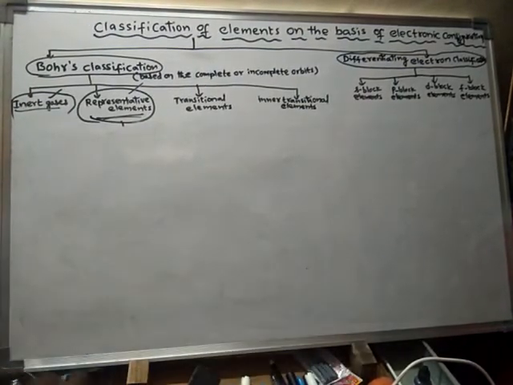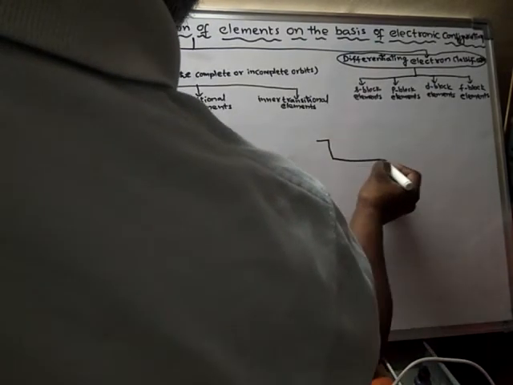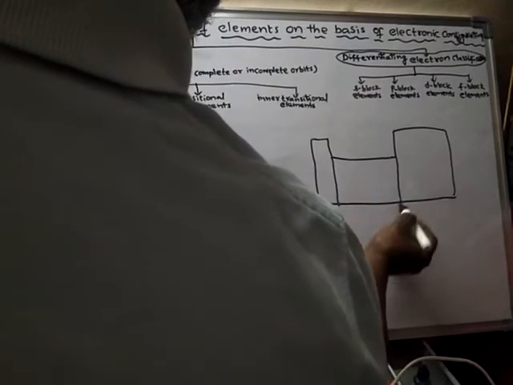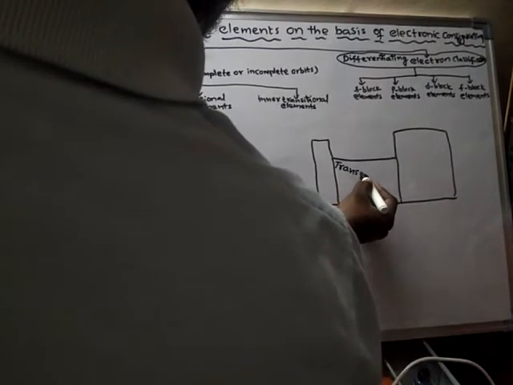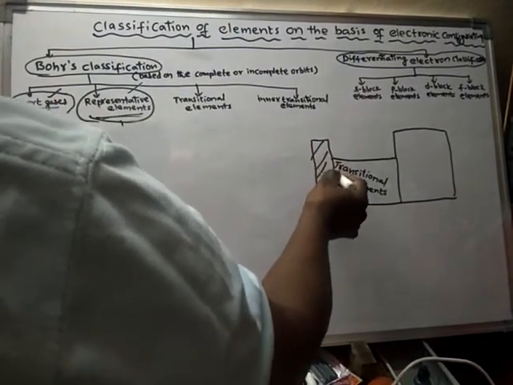See where these elements are located in the periodic table. So if I draw the periodic table, the long form of the periodic table, the middle portion, these are called the transitional elements. So these elements and these elements together.